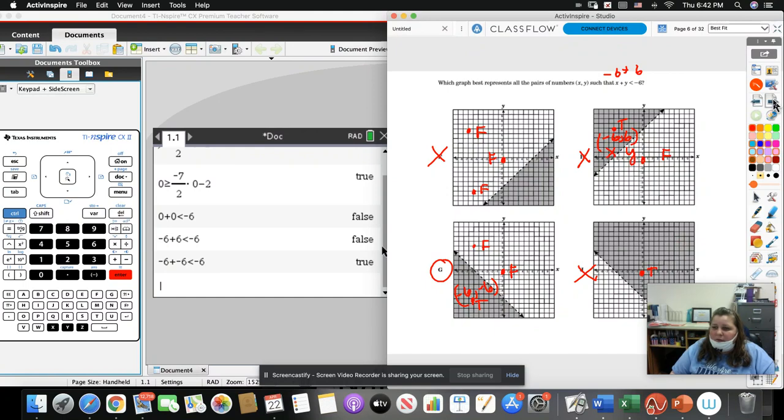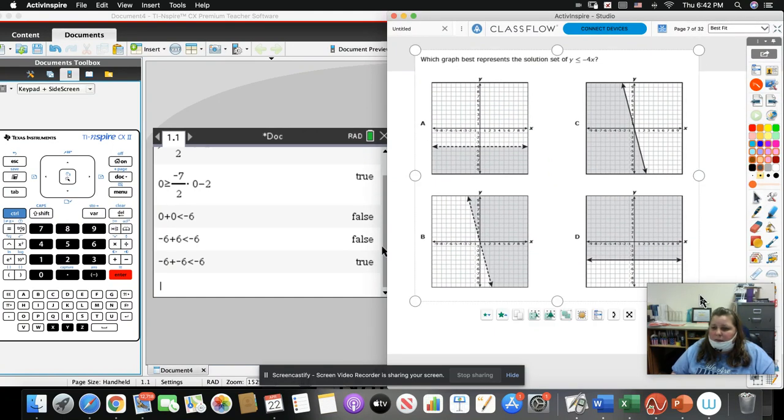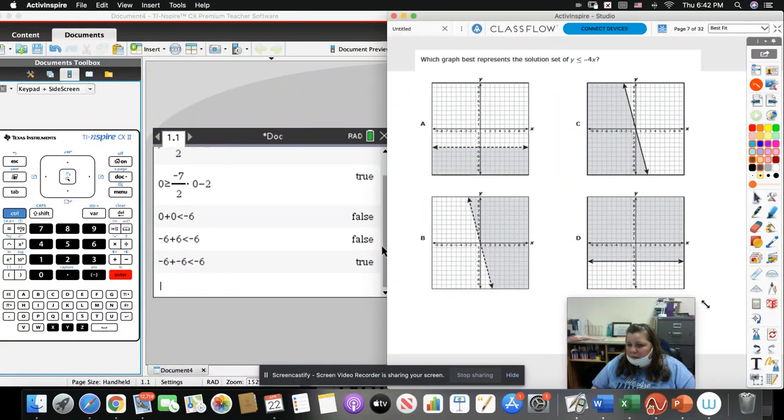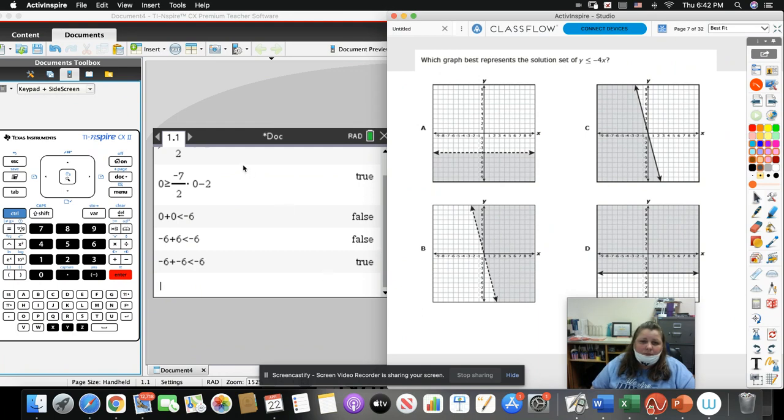Okay, so the next one, you'll have to look up here or at the problem in order to solve it on your own. Okay, it has an equal to sign, so that means it has to be a solid line. So it's one of these two. You should have eliminated A and B right away. Then this time 0, 0 is kind of covered by that one. And they're both kind of in the shaded region.